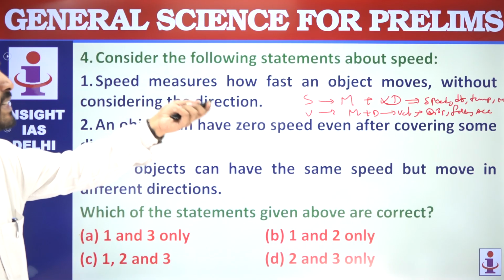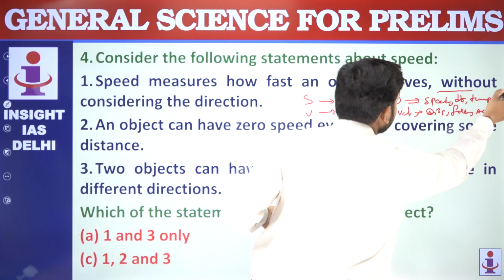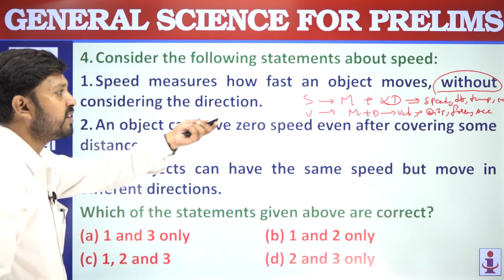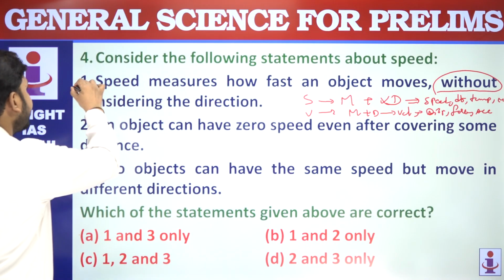Speed measures how fast an object moves without considering the direction. So they are asking without considering the direction. We have seen, right, speed has no direction, only magnitude will be there. So this is the right statement.